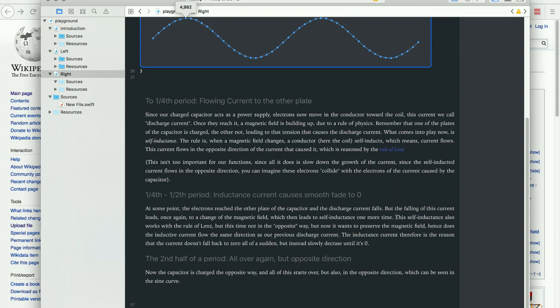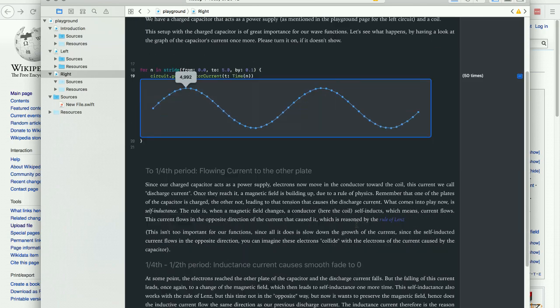Where did we leave off? This self-inductance also works with the rule of Lenz, but now wants to preserve the magnetic field, hence the inductive current flows in the same direction as our previous discharge current. The inductance current therefore is the reason that the current doesn't fall back to zero all of a sudden, but instead slowly decreases until it's zero. So basically what I explained to you just now, in summary, so it's shorter.